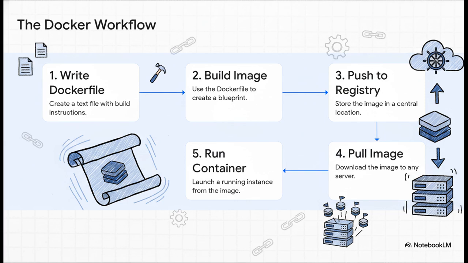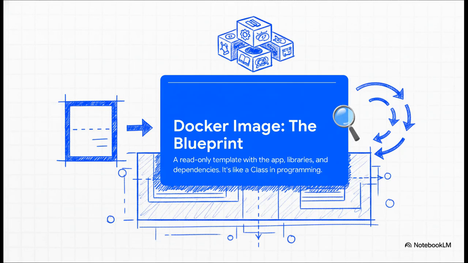Think of it like a recipe. You write down all the instructions for building your app's environment. Then you run one command, docker build, and Docker reads your recipe and creates something called an image. That image gets stored in a central library, kind of like an app store, called a registry. And from there, any server, anywhere in the world, can pull down that exact image and run it as a container. And this brings us to a really important distinction.